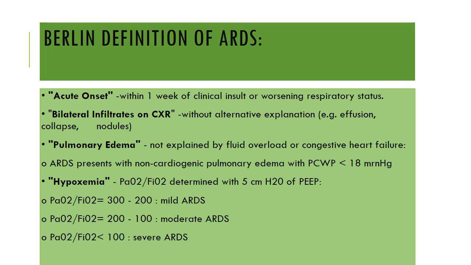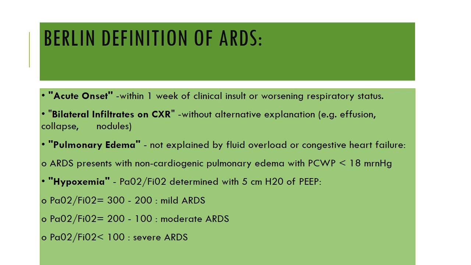There should be hypoxemia, that is, the partial pressure of oxygen to inspired air fraction ratio is less than 300 mm of mercury. So according to this ratio, we can divide ARDS into 3 different forms. For example, mild ARDS is if the partial pressure of oxygen to FiO2 ratio is 300 to 200, and if it's 200 to 100 then it's moderate ARDS, and if it's less than 100 it is severe ARDS.